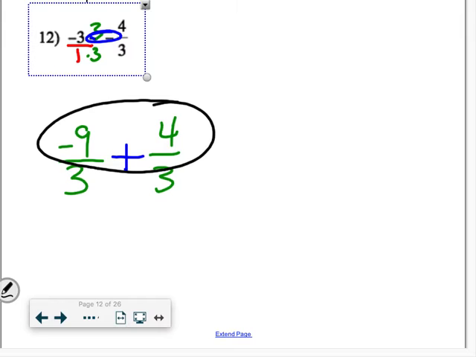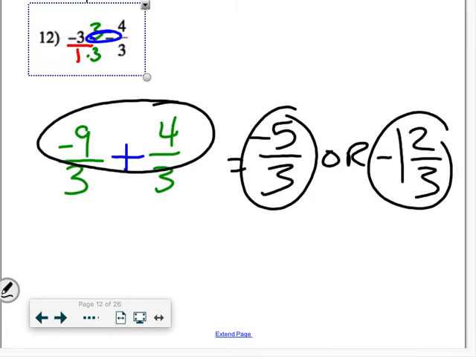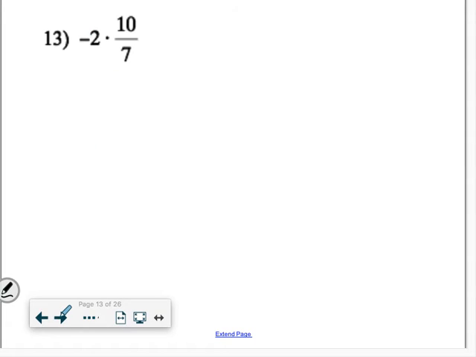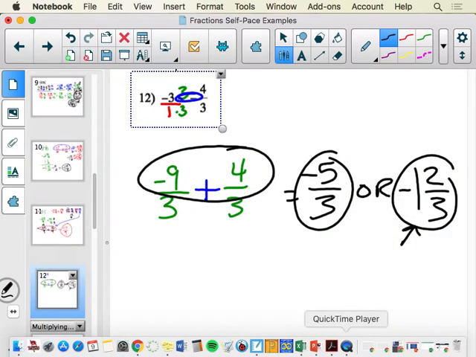Negative 9 plus 4 are different. Negative 9 and a positive 4. So you actually end up subtracting: negative 5 over 3, or negative 1 and 2/3. Again, if I look at that, it can't be simplified. And that is it for adding and subtracting with fractions.